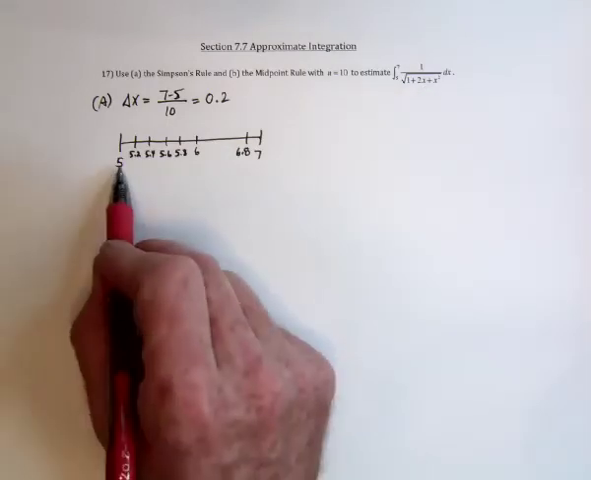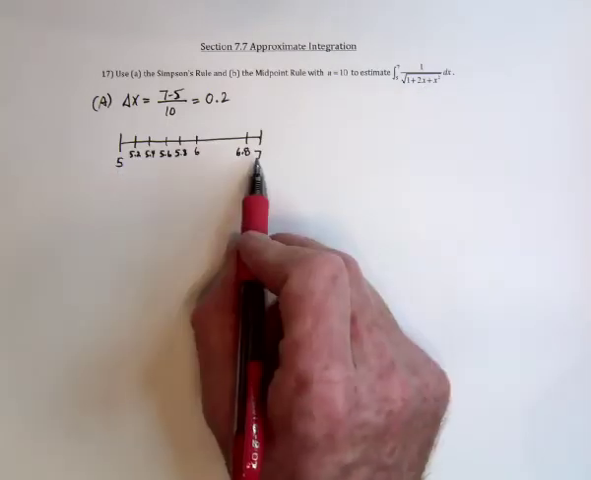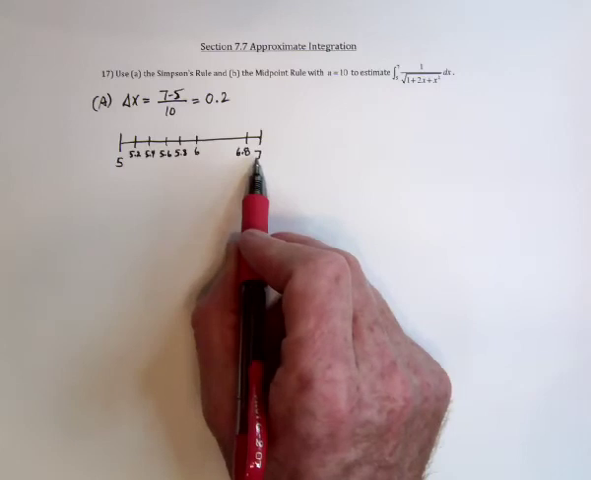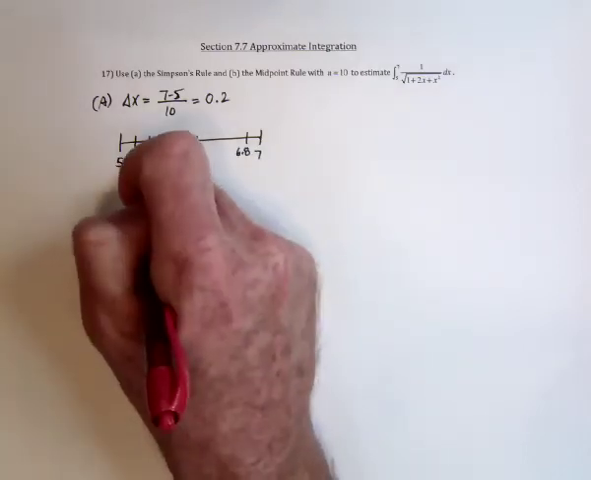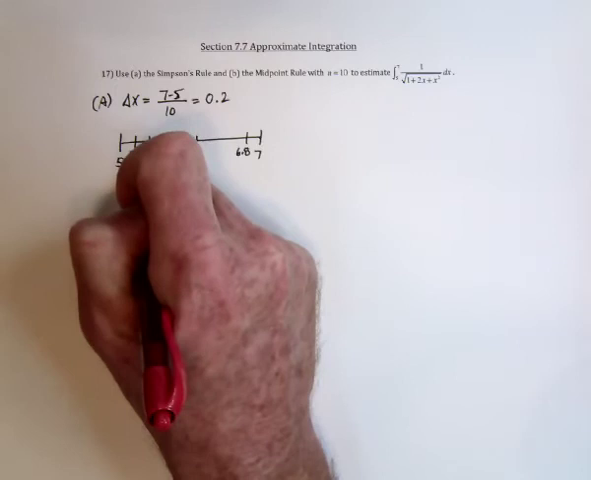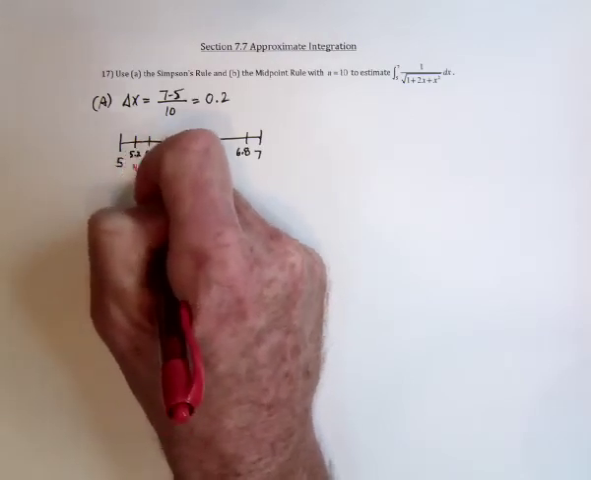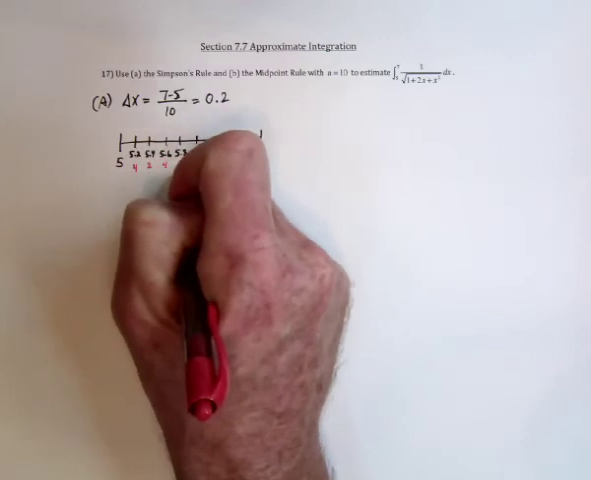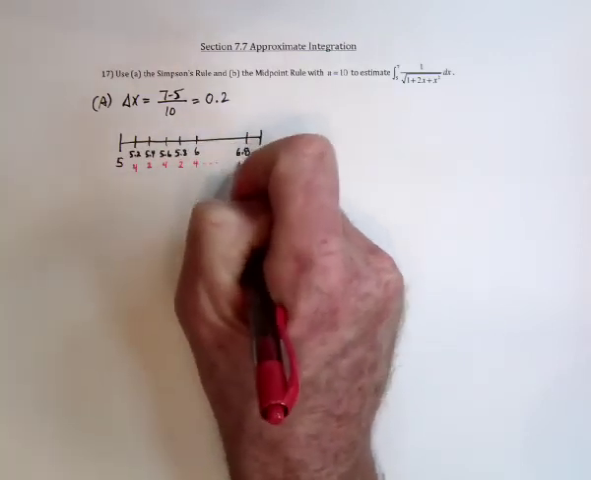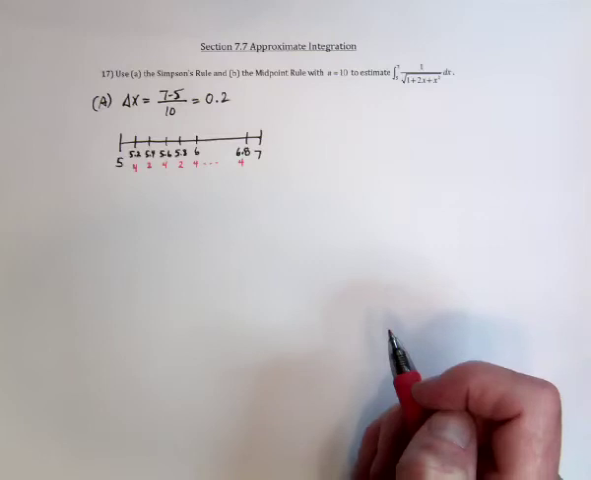The first one and the last one are not multiplied by 4, but this one, when you substitute it in, gets multiplied by 4, and this one by 2, and this one by 4, and this one by 2, and this one by 4, etc., etc., etc., until this one is multiplied by 4.